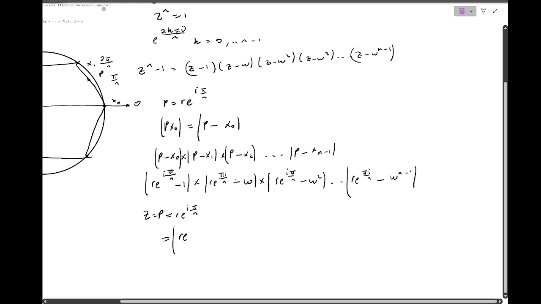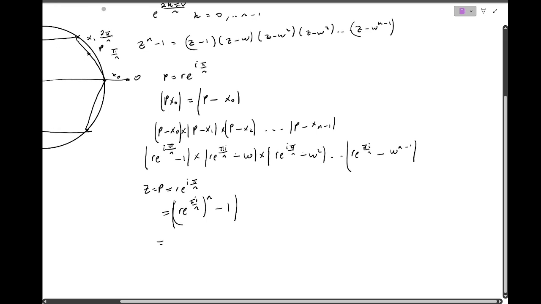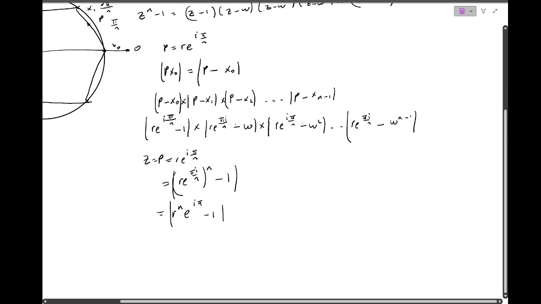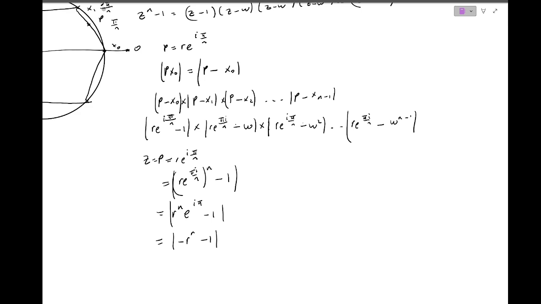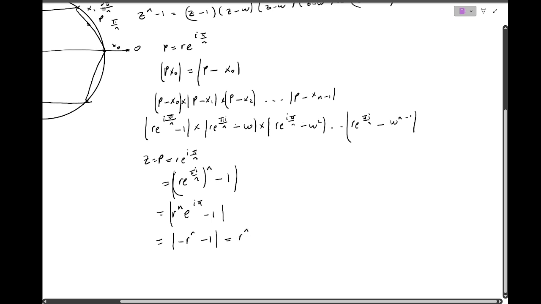to end up going to the modulus of r e to the I pi over n to the nth power minus 1, which will be r to the n e to the I pi minus 1 modulus, and e to the I pi is just minus 1, so it will be modulus of minus r to the n minus 1. But because this is a modulus, right, and it has to be strictly positive, we multiply inside by minus 1, and this ends up going to r to the n plus 1.